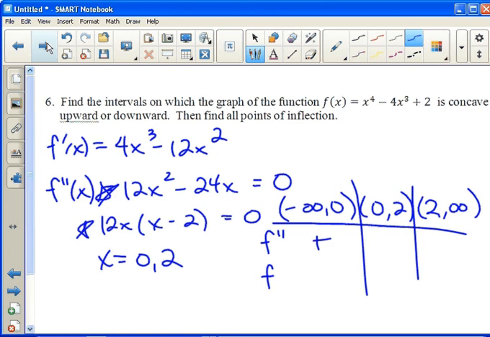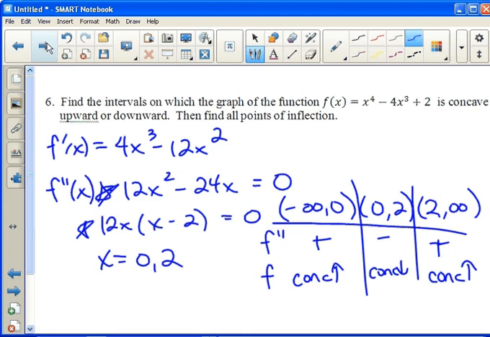That would tell us that if the second derivative is positive, f is concave up. If it's negative, f is concave down. If the second derivative is positive, f, the original, is concave up. So there, clearly, you have the intervals where you're concave up and down.